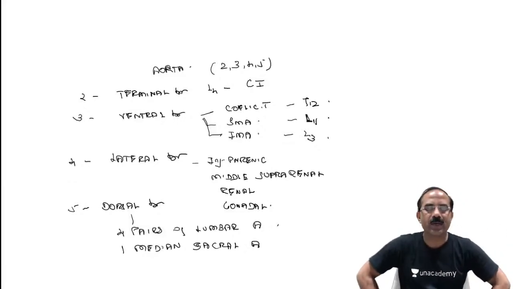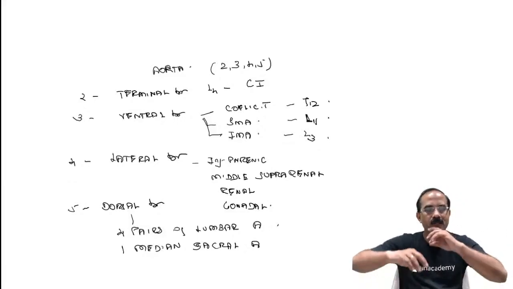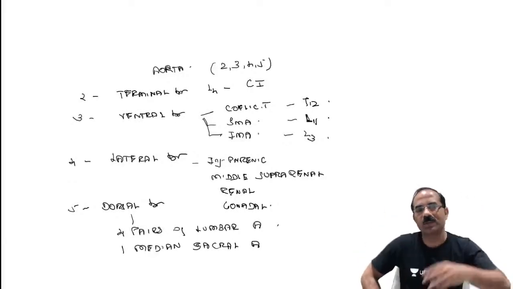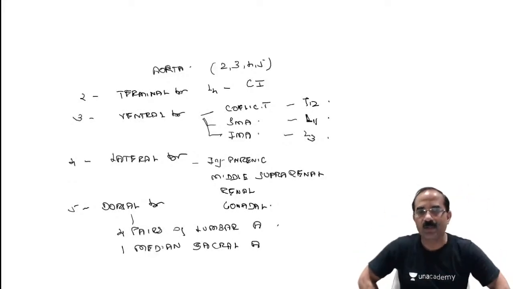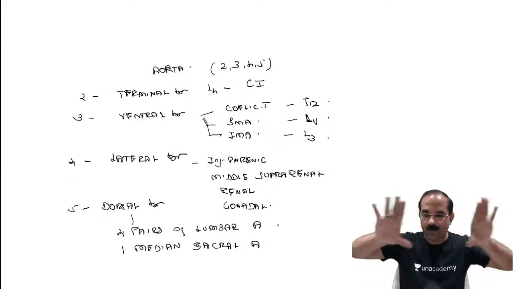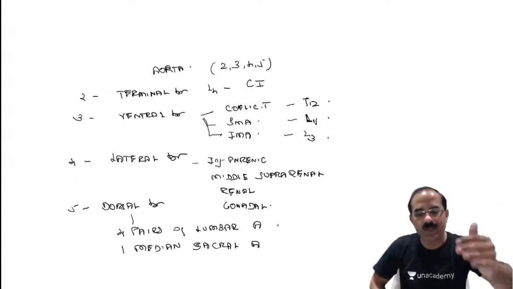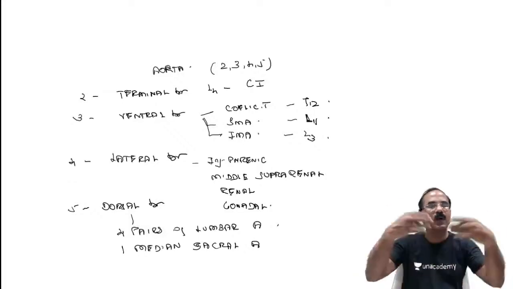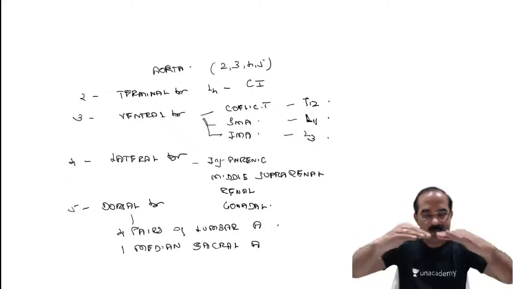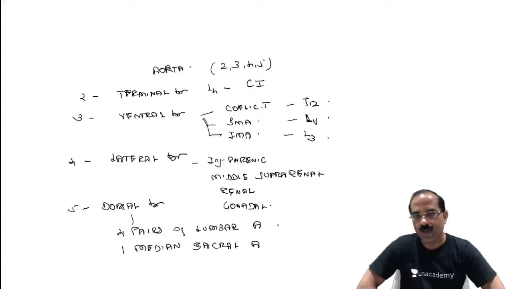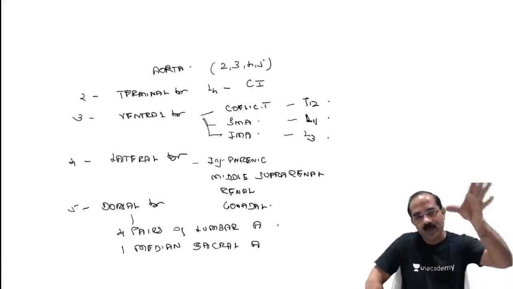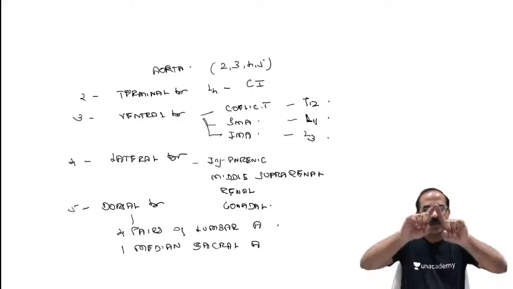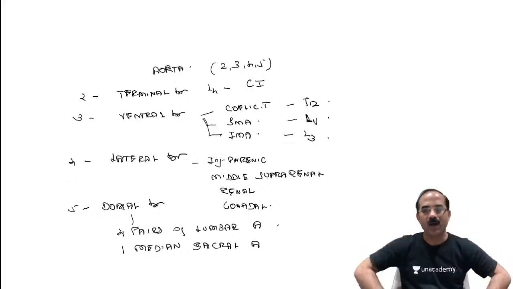And 5 dorsal branches, in which there are 4 pairs of lumbar arteries. See, how many lumbar vertebrae do we have? 5. We have got 5 lumbar vertebrae. But the aorta does not supply 5 lumbar vertebrae. Aorta is only going to supply 4 lumbar vertebrae. Why, students? Because it divides at L4. Aorta divides at L4, no? So aorta will supply only 4 lumbar vertebrae. L1, L2, L3, L4.